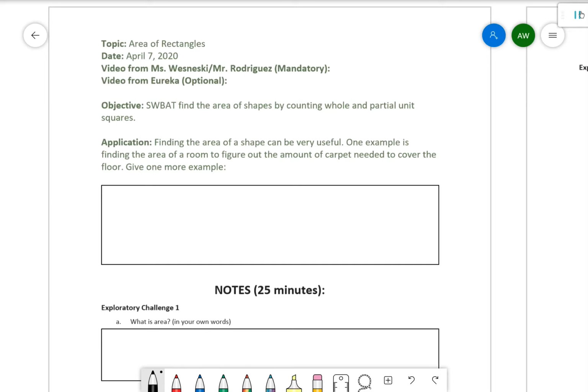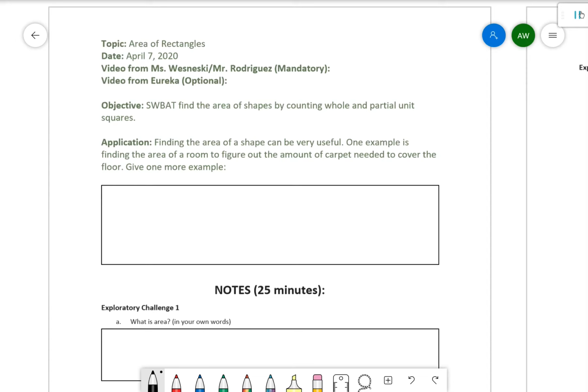Our objective for today is that students will be able to find the area of shapes by counting whole and partial unit squares. Essentially, we're going to be approximating areas that aren't perfectly rectangular. Common applications of this would be finding the area of an irregularly shaped room to figure out the amount of carpet you need to cover the floor.